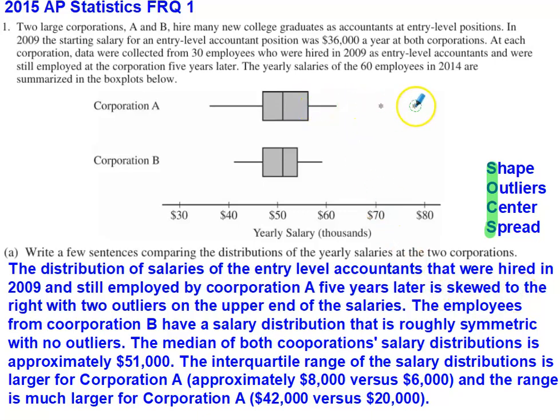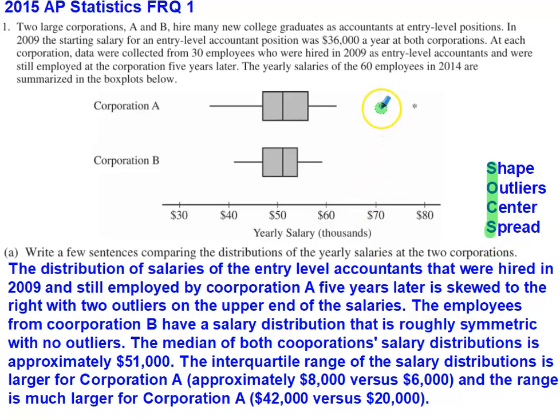I've got my tail on the right dragged out much further than the tail on the left. But at Corporation B, I look at this and I see all the components of this box plot are roughly the same length. So I said that Corporation B has a shape that's roughly symmetric for their salary distribution. Now, I also commented about outliers there.